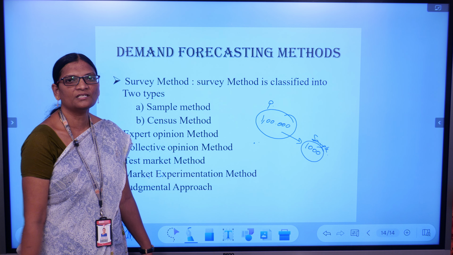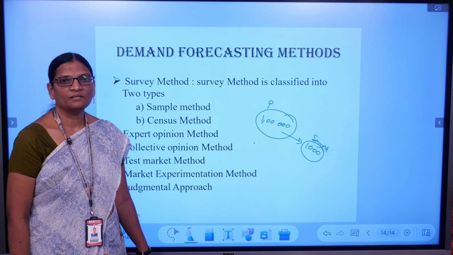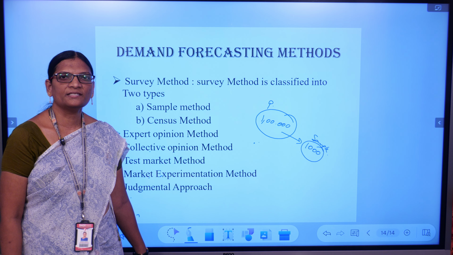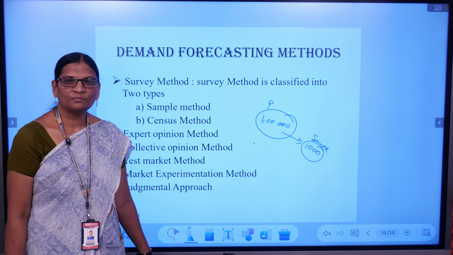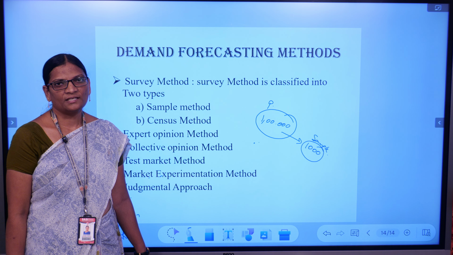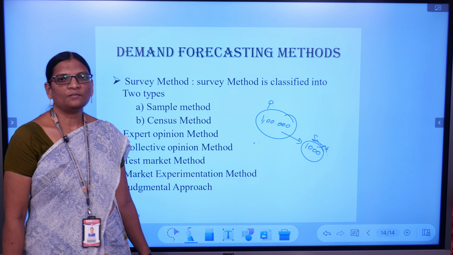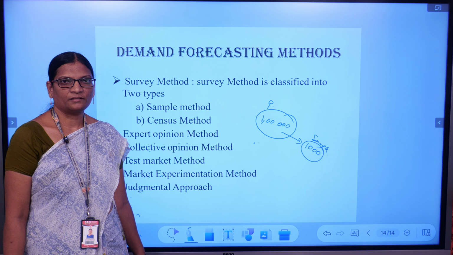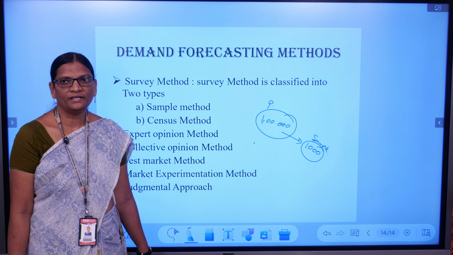All these are the traditional methods which the company may follow in order to estimate the demand of a certain product. Some statistical techniques are also there. So trend analysis, moving average method, least square method, regression analysis, all these are the statistical methods. By using those statistical methods also, we can estimate the demand of a certain product. So this is about techniques of demand forecasting.